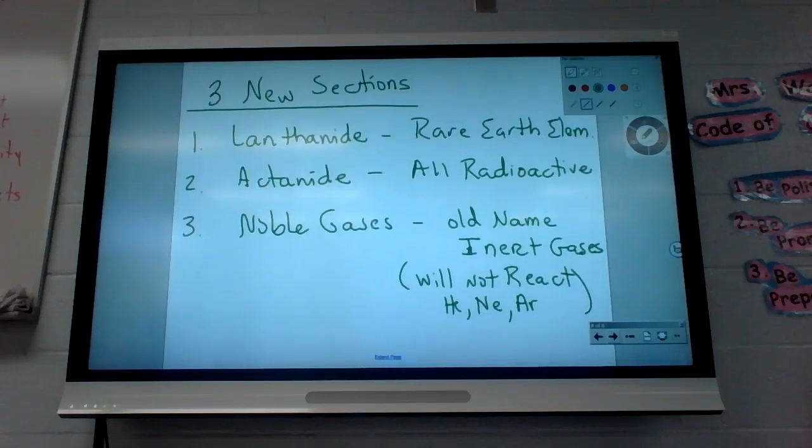Now, the actinides are unique because they're all radioactive elements. Every single one of them is radioactive. Most of them decay from original elements. And then the lanthanides are also named the rare earth elements, although I really don't know why, because they're not that rare.